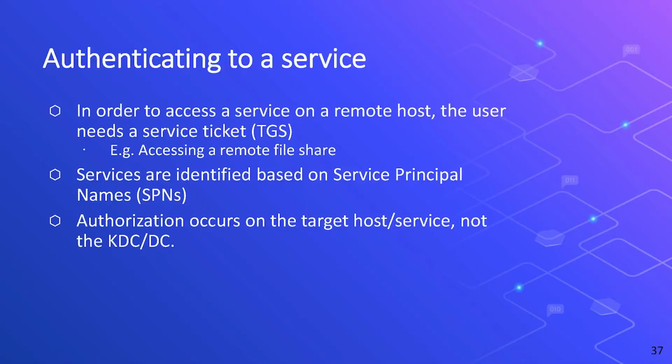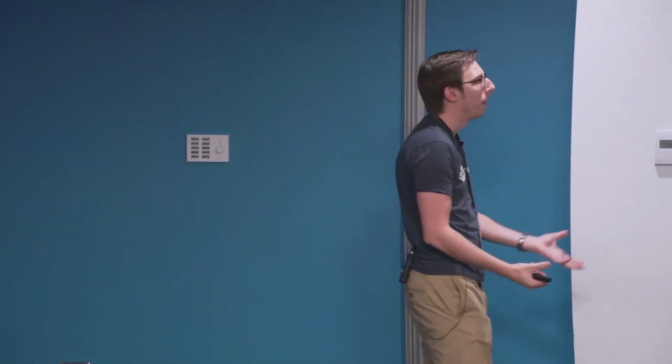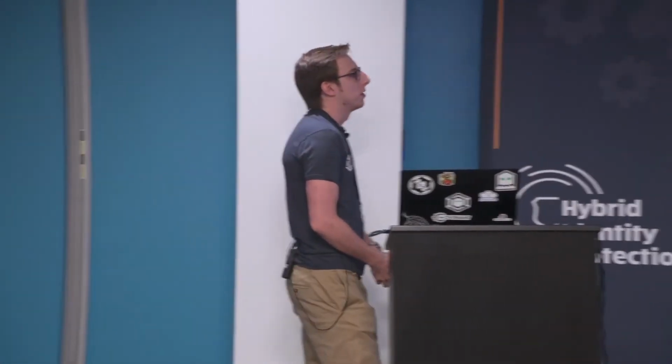Great. You're logged into Windows. Well, next, let's say you want to access an email, or you want to access a file share. In order to access a service on a remote host, the user needs a service ticket. You can't just access any service you want to. That'd be pretty insecure, right? So in order to access something, you need your service ticket, your TGS.